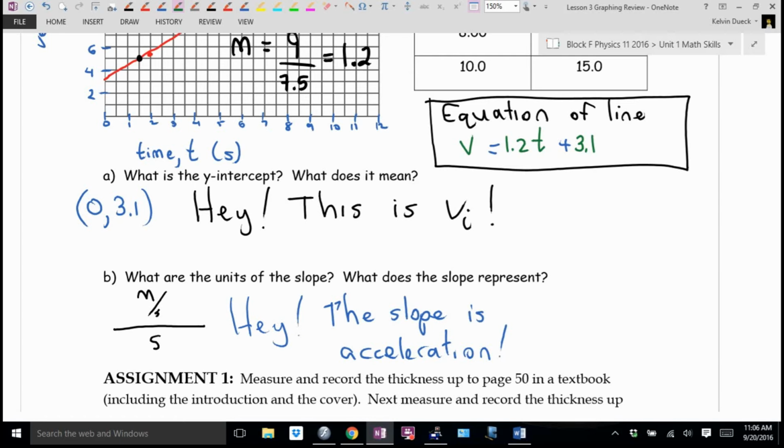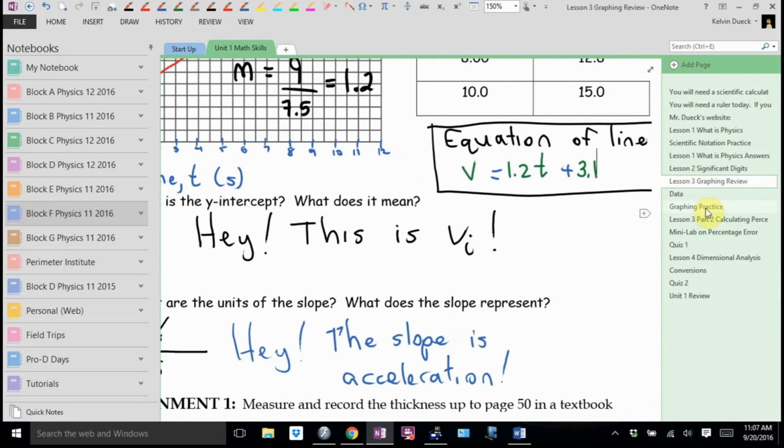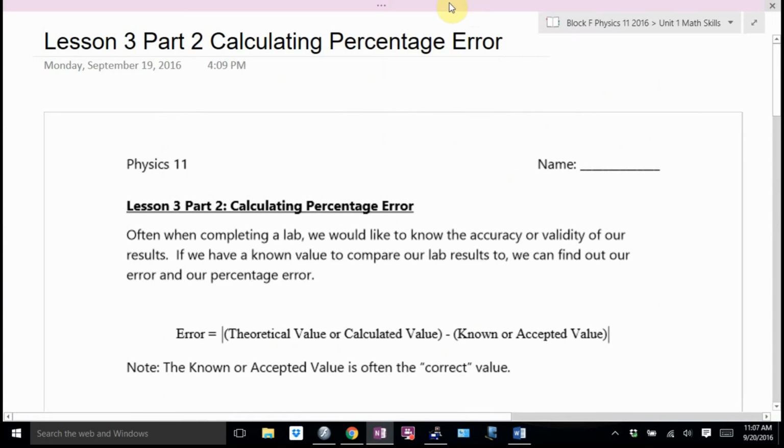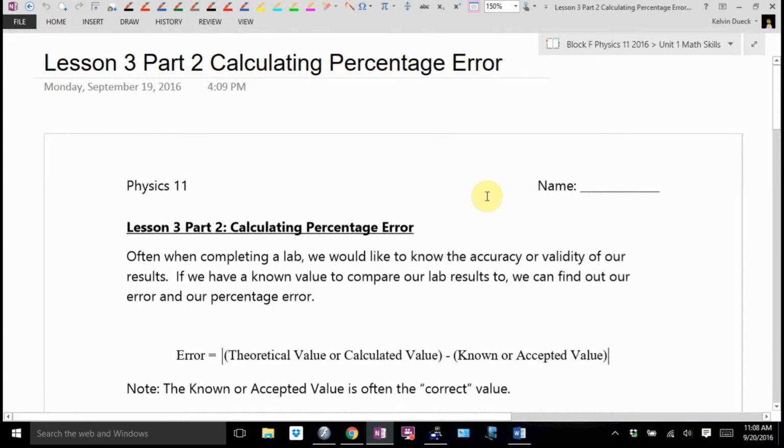Where it says assignment, we're going to come back to that. Keep this handout handy, but we're going to do a part 2 lesson and a couple of mini labs. Take a look at the handout that I just gave you. So often, when we are doing a lab, when we are analyzing something, we actually know ahead of time the answer that we should get. And we'd like to have a mathematical way of figuring out how good we are. And there is. We call it error and percentage error.